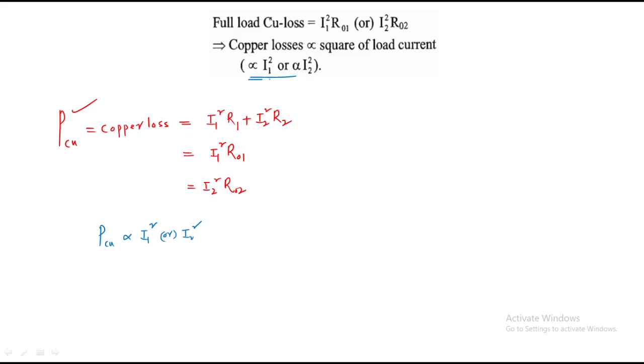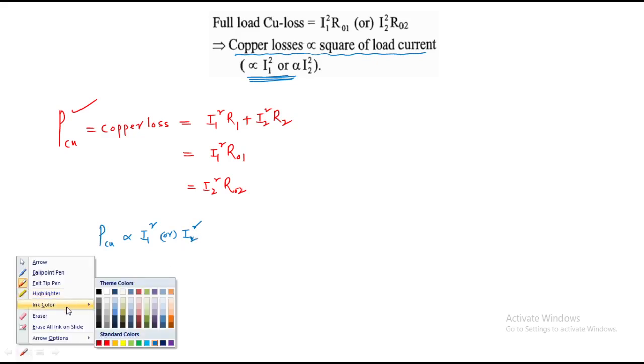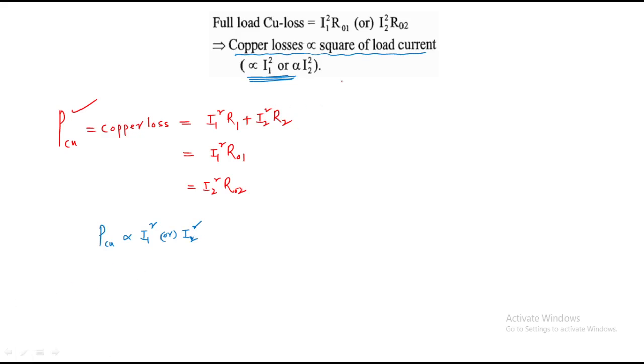Copper loss is proportional to the square of the load current. I2 is nothing but the load current. So for a change in load, obviously the copper loss changes. That is, if load changes, PCU also changes.